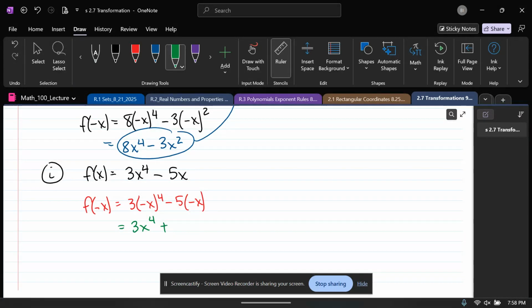So that changes to positive 5x. Is it odd? It's neither, because everybody didn't change. To be odd, everybody has to change. Only part of you changed here. So that's a neither, or neither, depending on where you're from. If you're from McNairy County, it's neither.